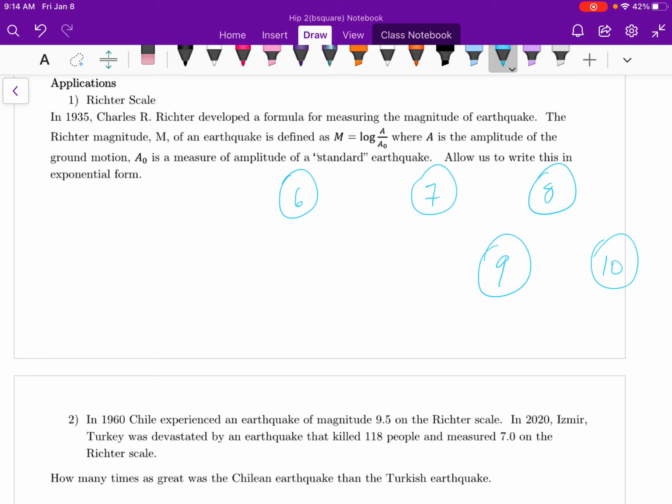And I used to believe that the highest that the Richter scale went was 10. But that's wrong. What are Richter scales based on? They're based on logarithms.